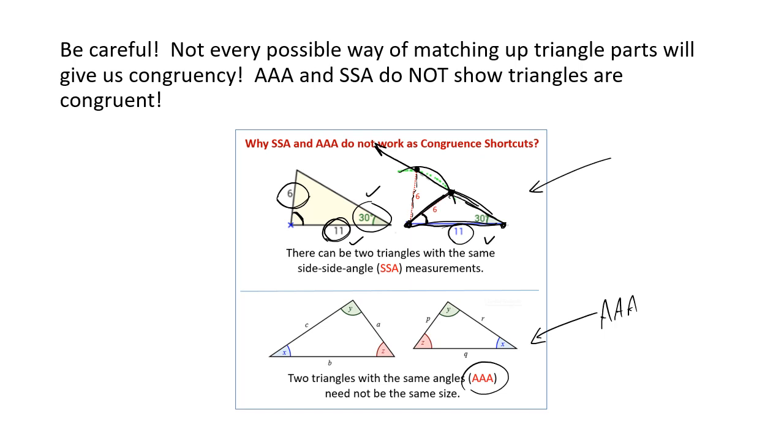They both have the 6, they both have the 11, they both have the 30 degrees, but we can tell pretty obviously that they're not congruent. There's no way these are the same. I mean, this side length here and this side length here are clearly not the same length. This one's a lot shorter. So SSA is not going to give us triangle congruence.